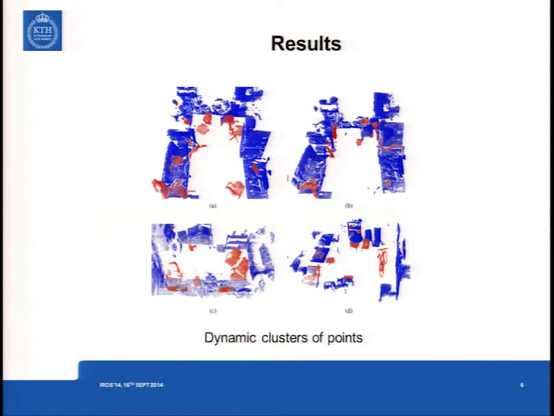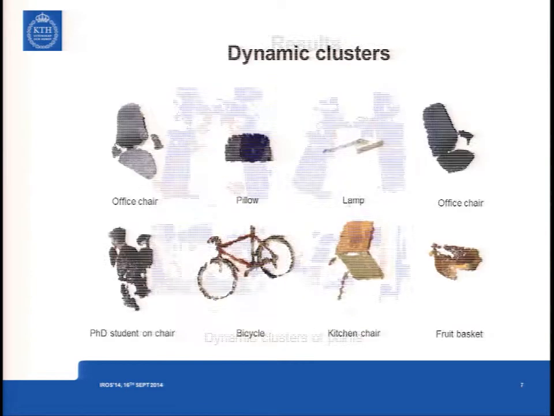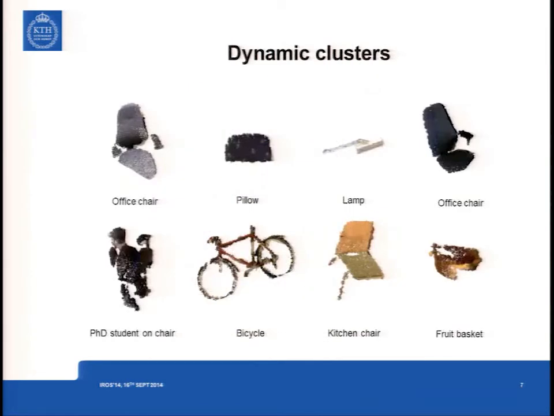This shows some of the results that we get using this technique. The clusters in red represent dynamic objects that we identify in the environment, and the blue points represent the static structure. And taking a closer look at these dynamic clusters, we see that they correspond to objects that you normally find in office environments, such as chairs, people on chairs, lamps, baskets, backpacks, and so on.